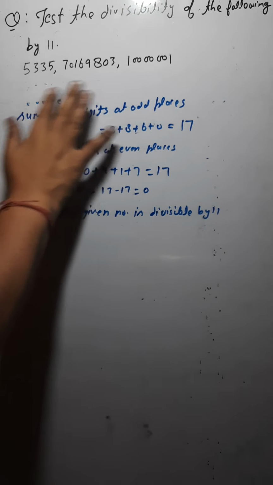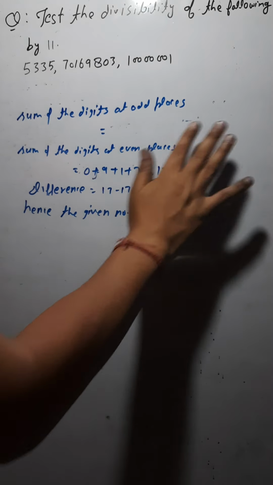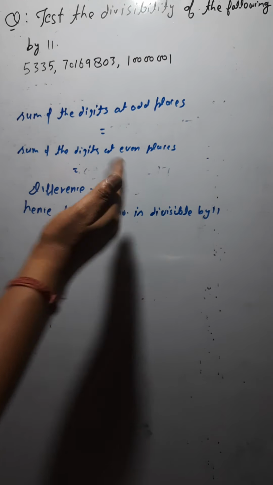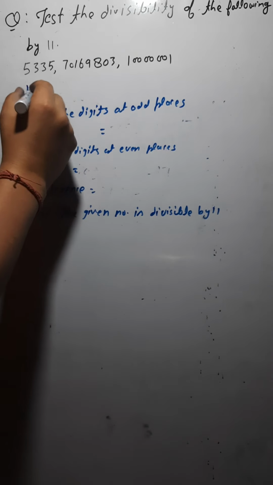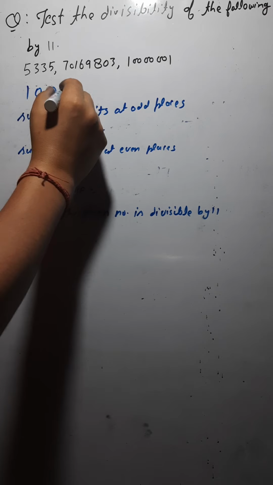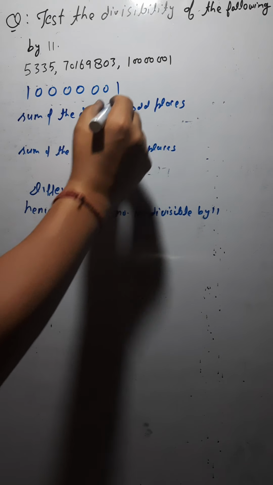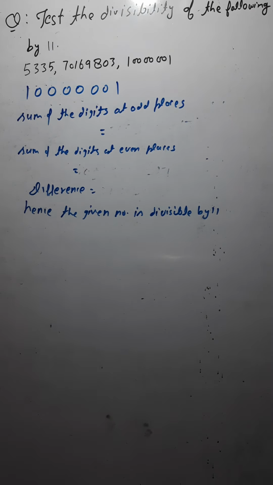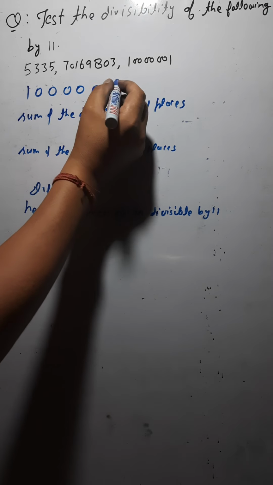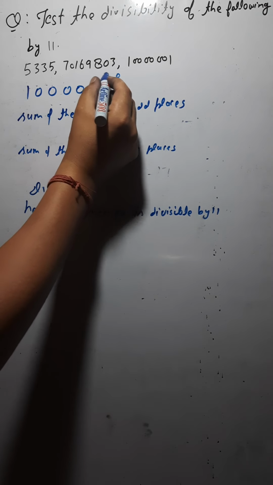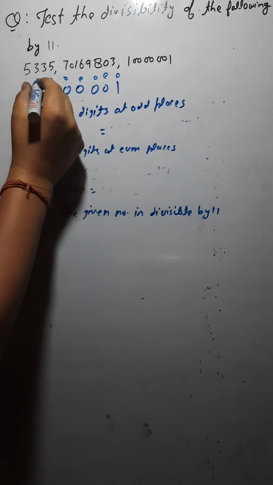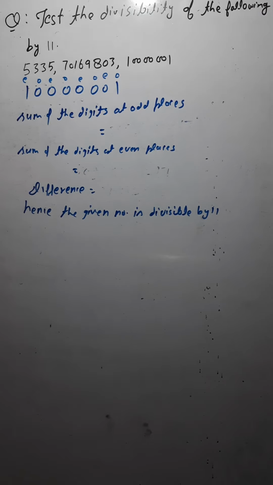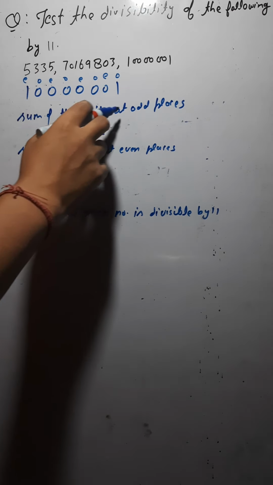Okay, let's do the third question now. Third question is what? Let me solve this here. It is 1 0 0 0 0 0 0 1. Okay, first mark the even and odd places. First one is odd place, second one even, odd, even, odd, even, odd, even. Okay, so now sum of the digits at odd places.